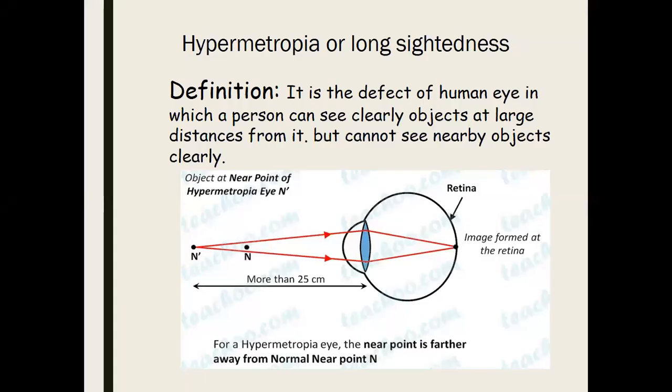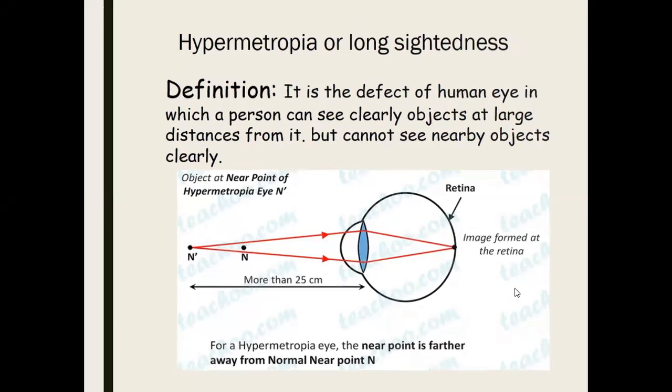So you can see that this is the hypermetropic eye. Its object at the near point of the hypermetropic eye is this, which means that the least distance of distinct vision is more than 25 centimeters for the hypermetropic eye, so that a clear image is formed at the retina.